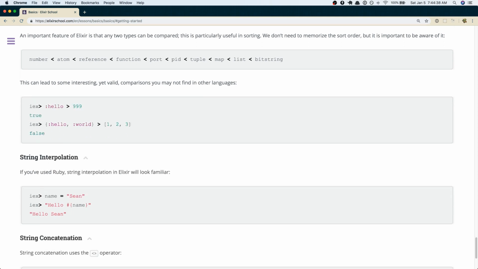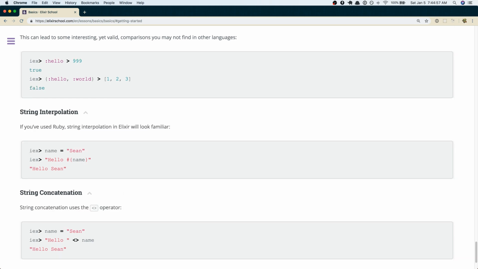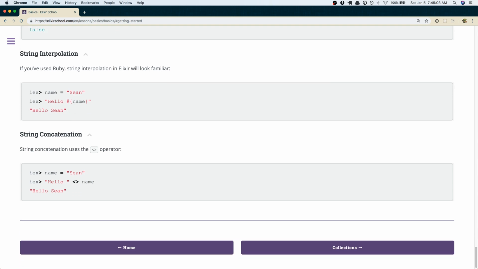String interpolation. If you've used Ruby, string interpolation in Elixir will look familiar, using the pound and curly braces syntax. String concatenation. String concatenation uses the <> operator.